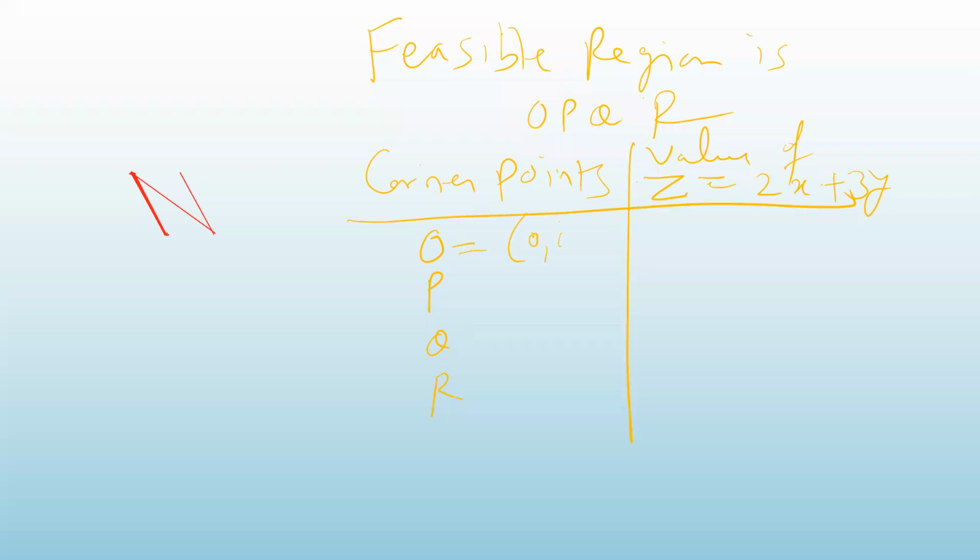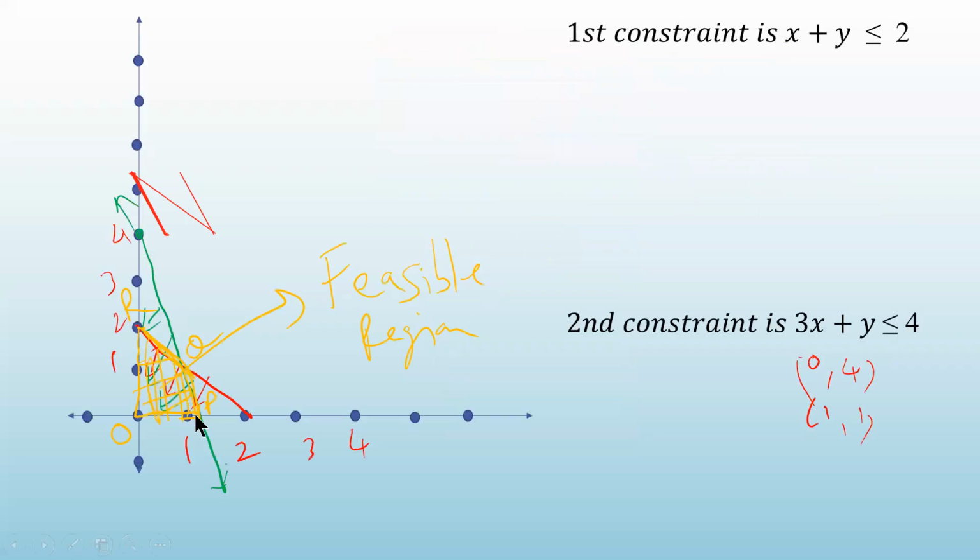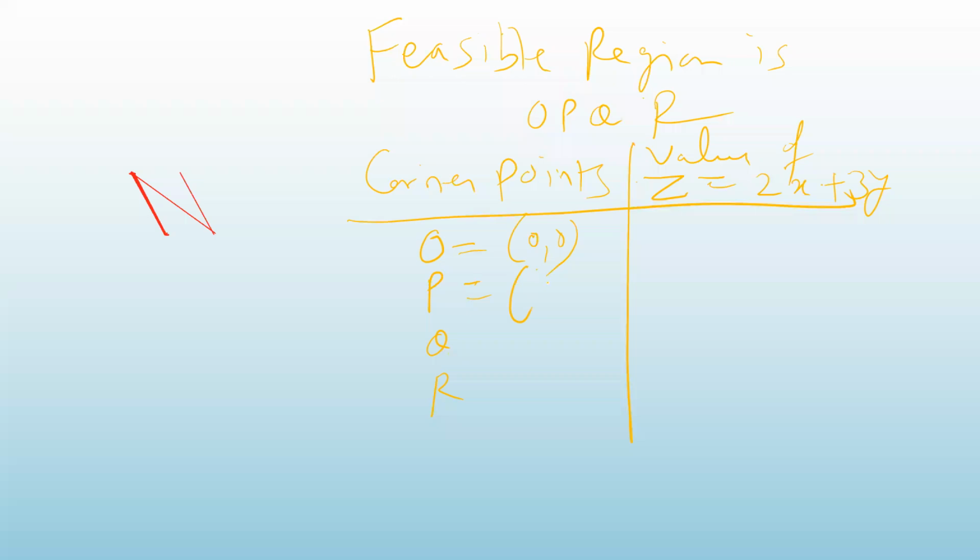What is O? The coordinates are (0, 0). What are the coordinates of point P? Look here, point P. So you can see the x coordinate is 4 upon 3. It was coming as 1.3, right? When you put y equal to 0, you will get 4 upon 3. So P is (4/3, 0).